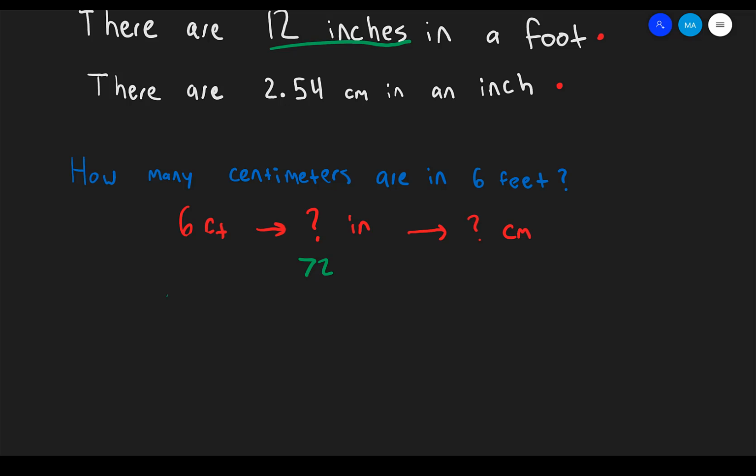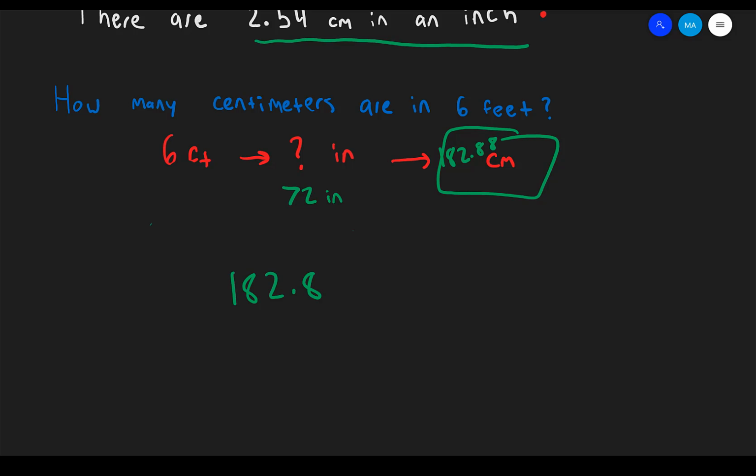For the second part, I have to convert 72 inches to centimeters. So 72 inches is the same as 72 times 1 inch. That's the number 1, 1 inch. And 1 inch, based on this relationship, is 2.54 centimeters. So 72 times 2.54 centimeters. Then you do 72 times 2.54, and you get 182.88. So the answer is 182.88 centimeters. There we go. So in 6 feet, you have 182.88.